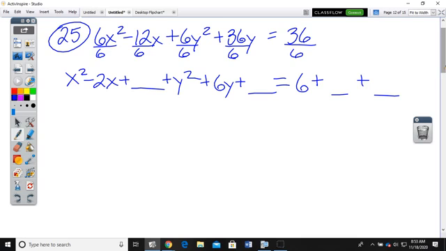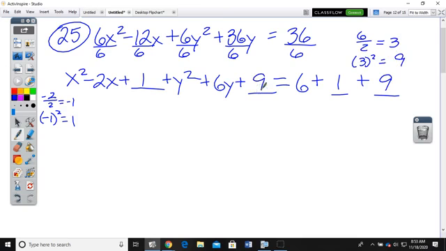-2 divided by 2 is -1, and then you square -1, you get +1. So we're adding 1, and we're adding 1. Here, 6 divided by 2 is 3, and 3 squared is 9. That goes in that blank.